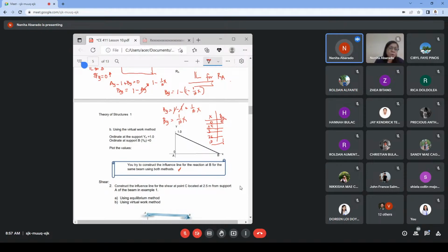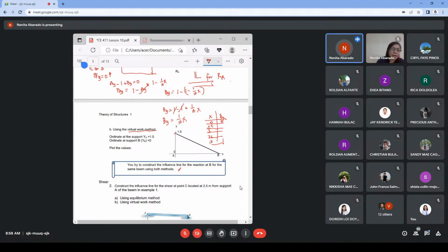So, let us now go to the virtual work method. What is the virtual work method? Class, if you understand it, it is easy. You don't need to make any table, you don't need to make any equation. How to do it? If it is the reaction at A, you put directly the ordinate at A as 1, and at the other support as 0. Then draw a straight line. Did you get it?